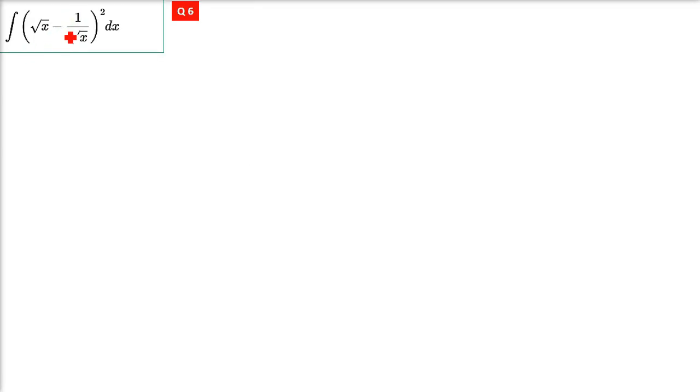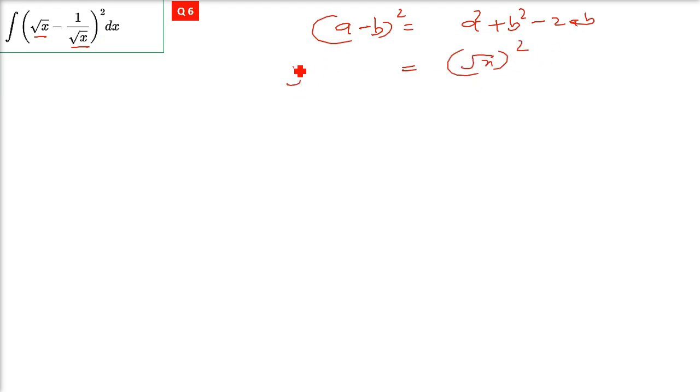Next one, it seems at first sight, oh, how to do this? But if you know a minus b whole square, which is a square plus b square minus 2ab, now under root x and 1 by under root x are a and b. So I'm applying the formula here, that is under root x minus 1 by under root x whole square. a is under root x and b is 1 by under root x. So just square them: a square plus b square minus 2ab, minus 2 into under root x into 1 by under root x.